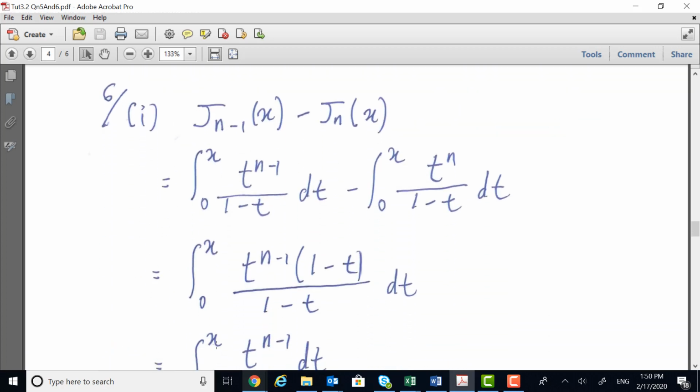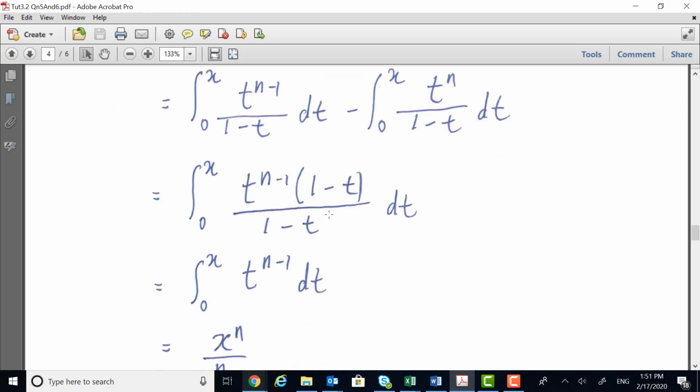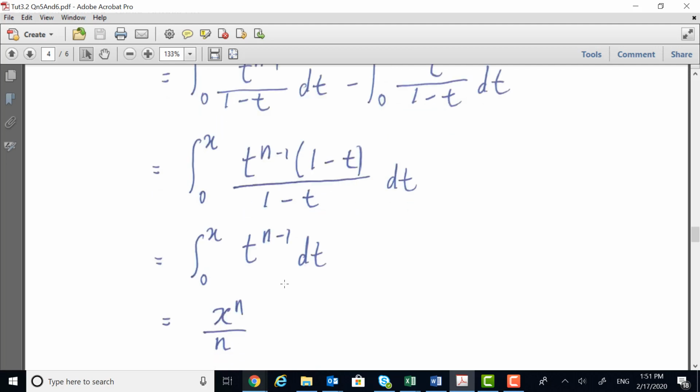Question 6 is slightly tricky. We're asked to prove that I_{m-1}(x) minus J_{n-1}(x) minus J_n(x) is equal to something. So I start off with this line, and by the definition of J, I replace it with the definition. I combine these two together as a single fraction and perform some factorization. I can cancel these two terms, leaving this, and I integrate it to become just this. And this is what you're required to prove for part 1 of question 6.